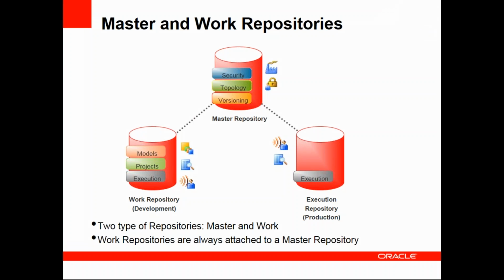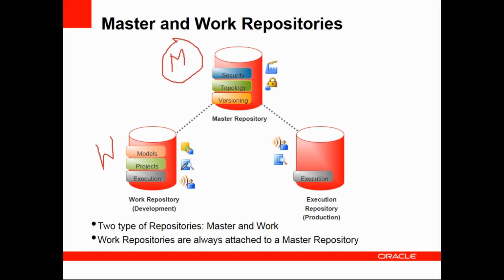Okay, good question. See, we have a master repository. This is the main one. Look at the development environment. The development environment has a main repository, and this main repository saves the topology and your security connections. It can handle only this stuff. All your project work, if you're developing mappings, importing models, executing procedures, all this type of coding is saved in the work repository.